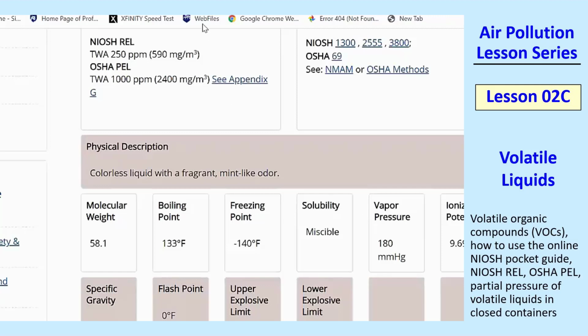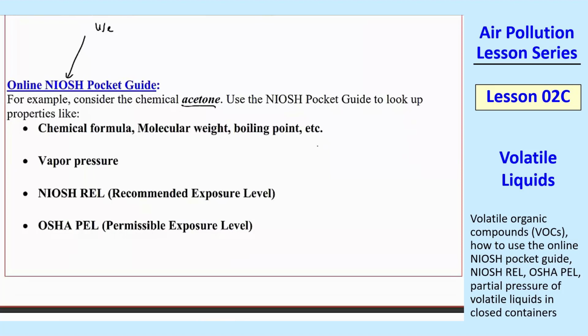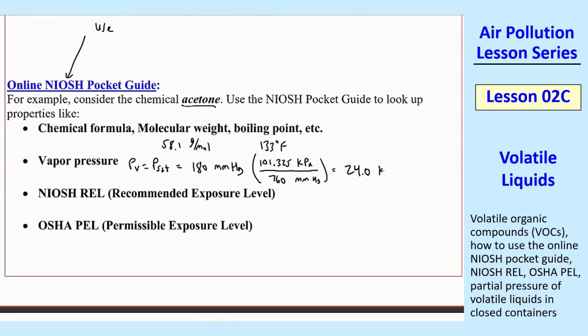Watch your units as always. So back on our page here, the molecular weight is here, boiling point 133 degrees F. Notice there's a mixture of English and metric units, which is always a problem, but be careful with your units. P_v or P_sat, the vapor pressure, is 180 millimeters of mercury. When you need to convert, they're at standard atmospheric pressure. This is on the equation sheet: 101.325 kPa is 760 millimeters of mercury. So this turns out to be 24.0 kPa.